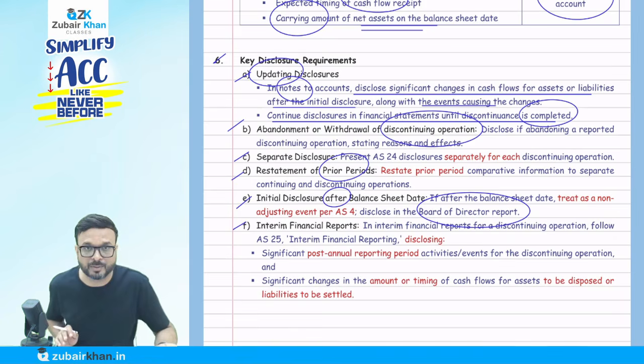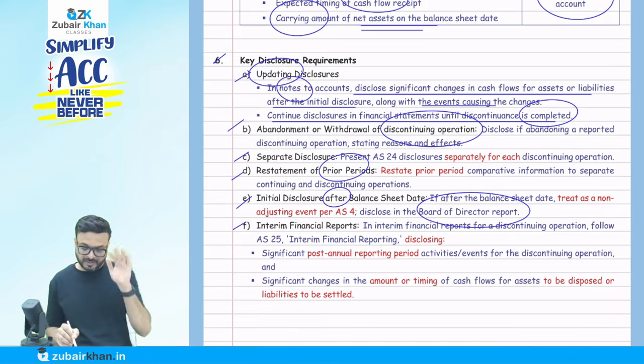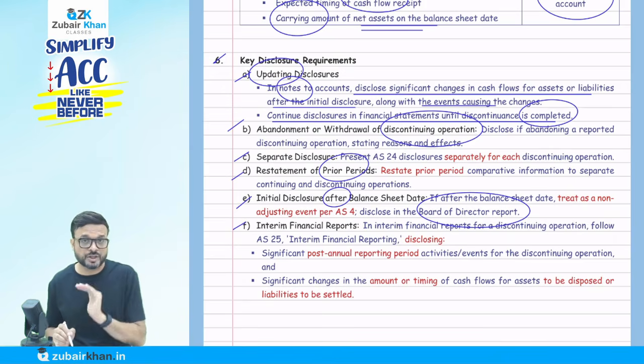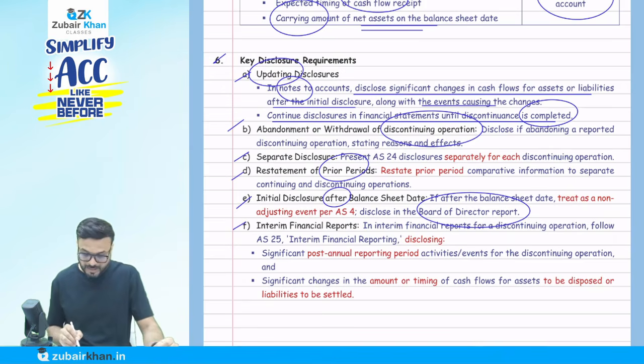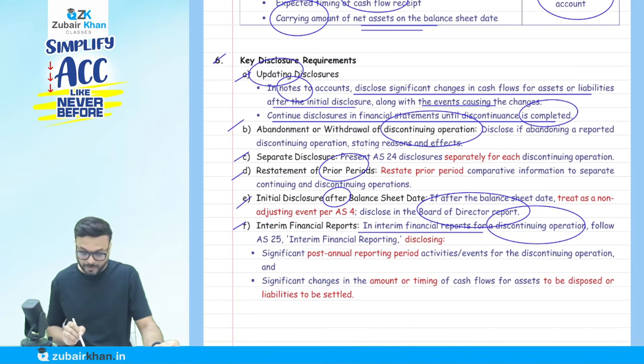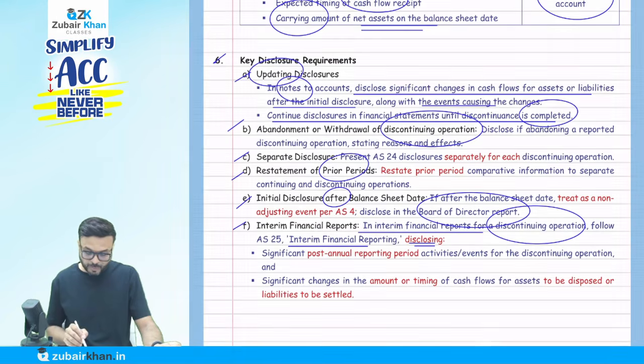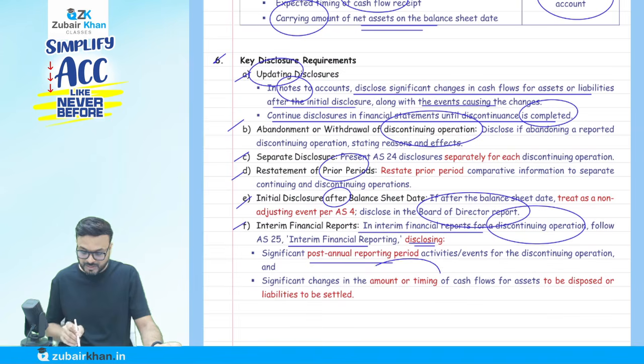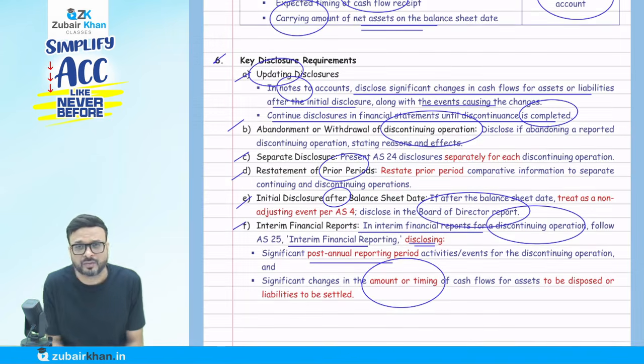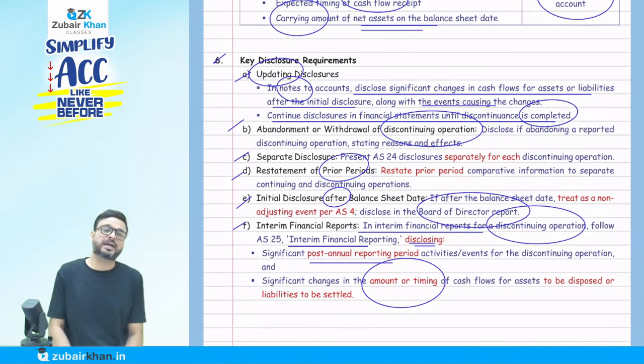Okay, this is interim financial reporting, which is AS25, which I have not yet covered. The next one will be on AS25 only. I will just discuss it here, but the detailed discussion on interim financial reporting will come in the next accounting standard. In interim financial reports for a discontinuing operation, follow AS25 and disclose significant post-annual reporting period activity or events for the discontinuing operation, and significant changes in the timing or amount of the cash flows for assets to be disposed of and liabilities to be settled.